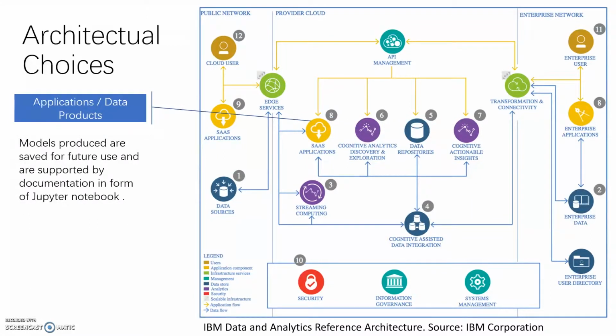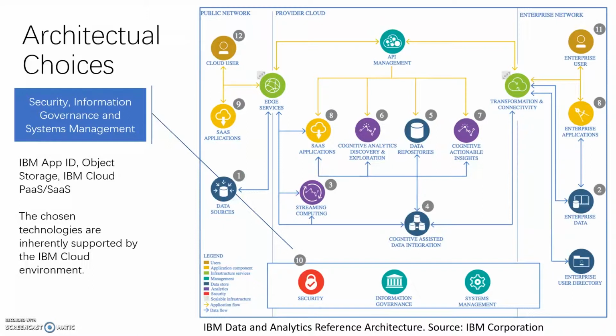Models produced are saved on the IBM Cloud platform. The code and documentation are preserved in Jupyter notebooks on the cloud platform too. IBM App ID, Object Storage, and the IBM Cloud PaaS and SaaS are inherent technologies in the IBM Cloud environment to provide security, information governance, and system management.